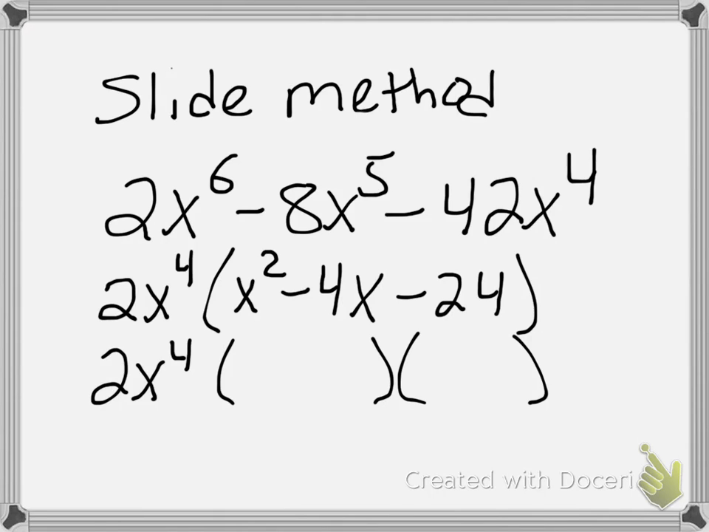This one doesn't have a number in front of x squared, so you really don't have to use any sort of method. I'm going to change color here. You just want to find two numbers that are going to multiply to this number, but add to this number. So in this case, it is going to be x and x because it's an x squared. So two numbers that are going to multiply to negative 24, but add to negative 4.